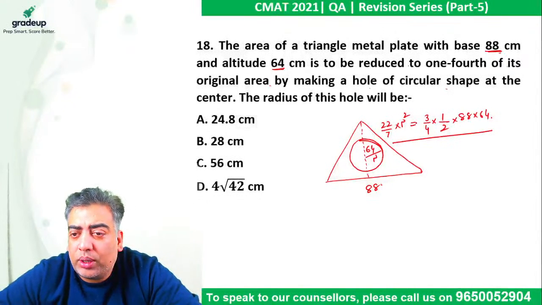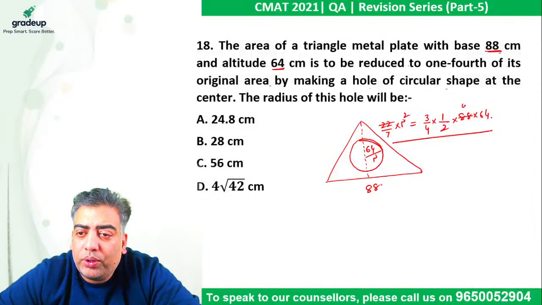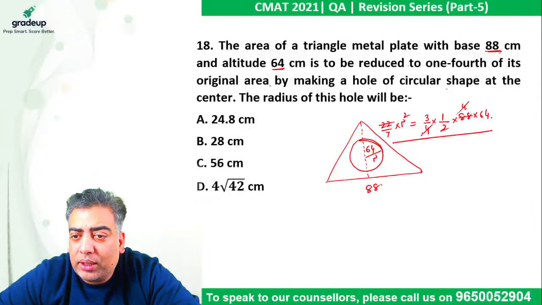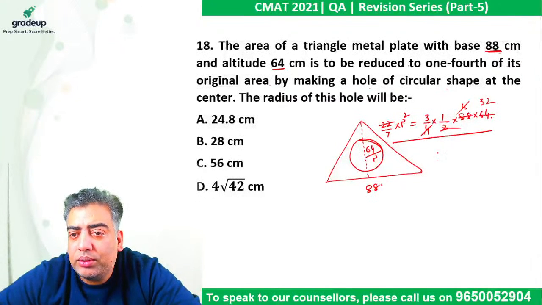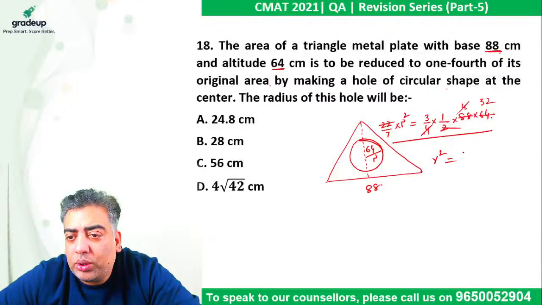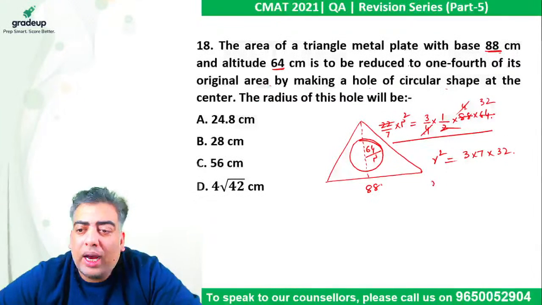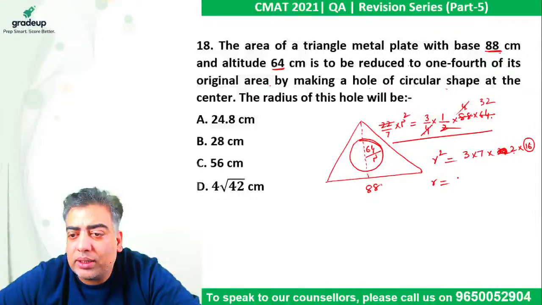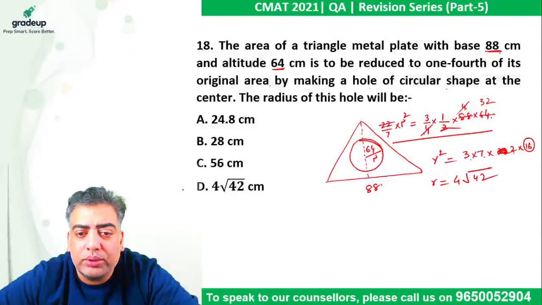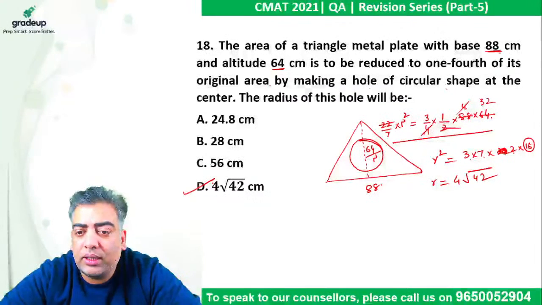Okay, so let's solve it. So 22 gets cancelled out here by 4, 4 gets cancelled out here, right? So 2 gets cancelled out here by 32. So r square comes out to be 3 into 7 into 32. So r will be equivalent to root of 32, which won't come out, so I am writing it as 2 into 16. The square root of 16 is 4, and this will be 3 into 7 into 2, 42. So correct answer option is D.